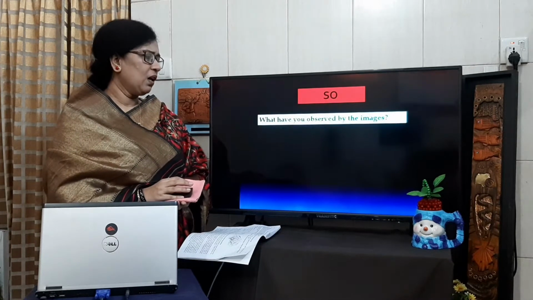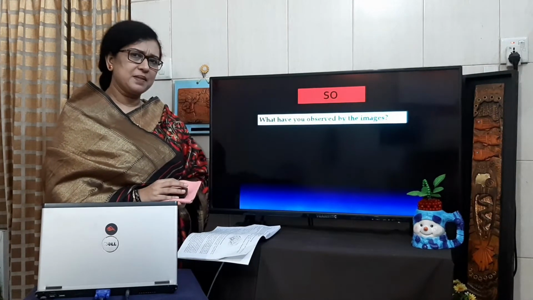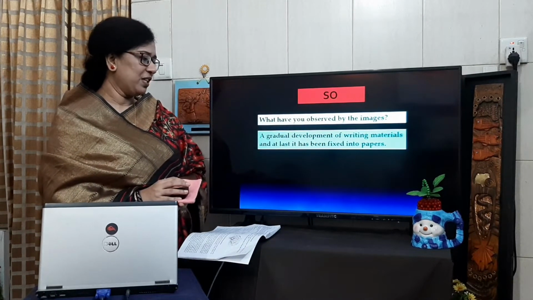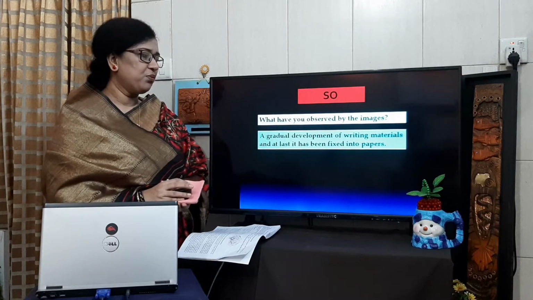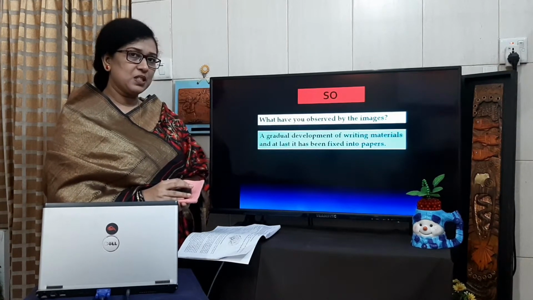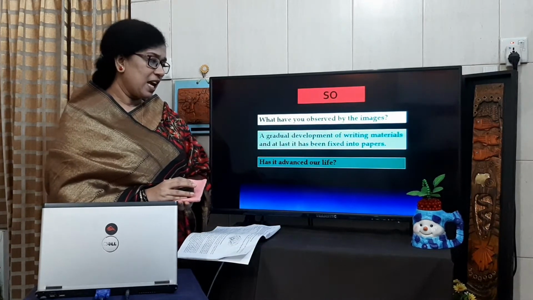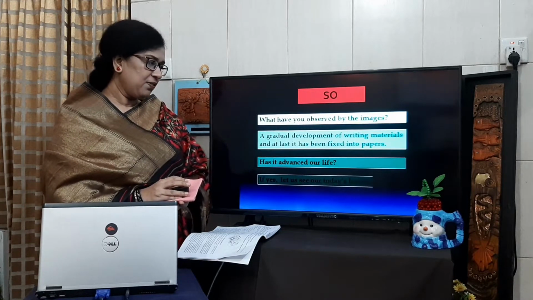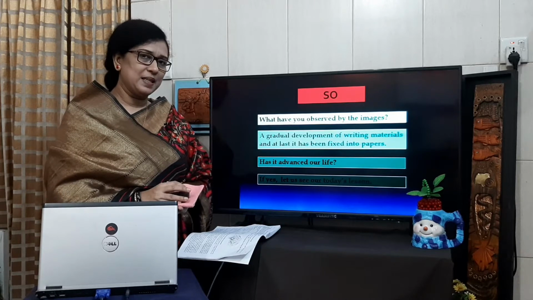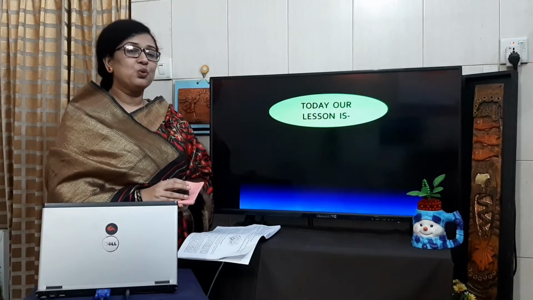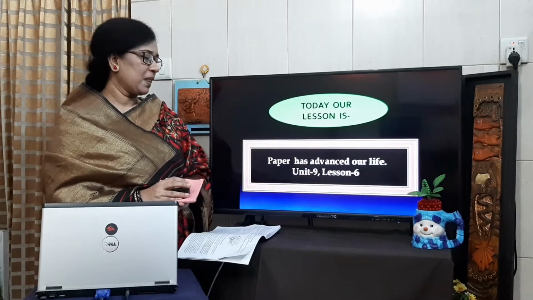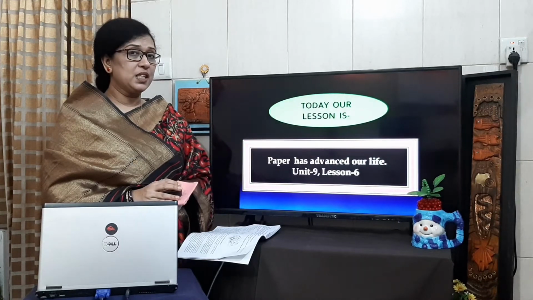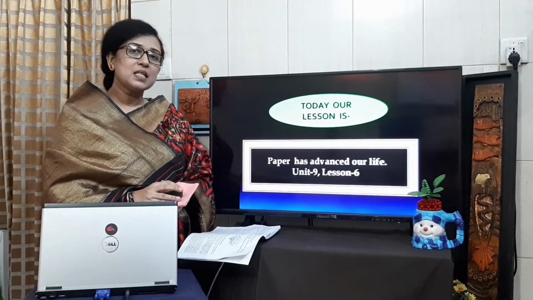So what have you observed from these images? A gradual development of writing materials, and at last it has been fixed into paper. Has it advanced our life? What do you think? If yes, let us see our today's lesson. So today our lesson is "Paper has advanced our life", and now we are going to start a new unit, unit number 9 and lesson number 6.